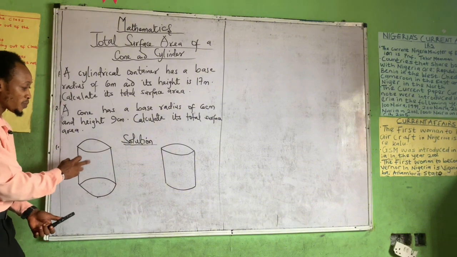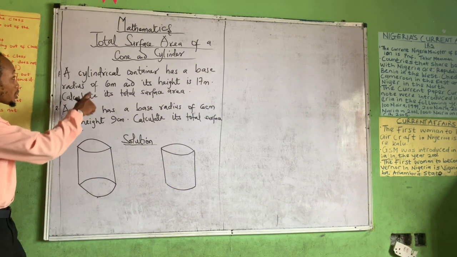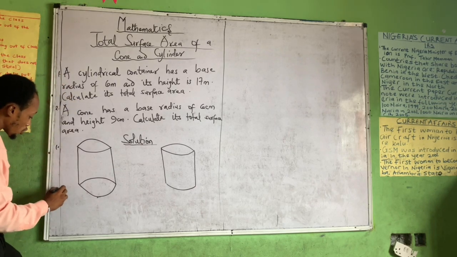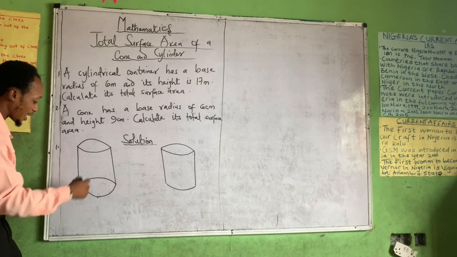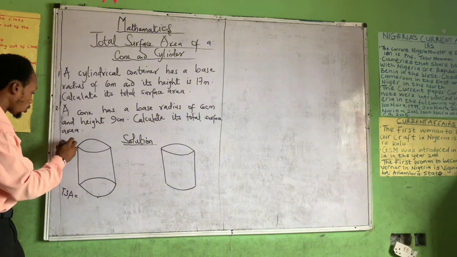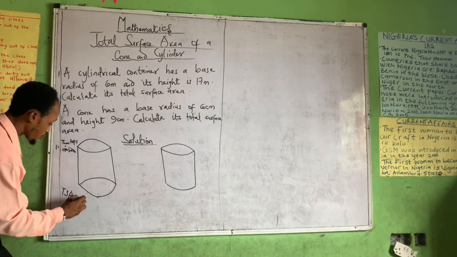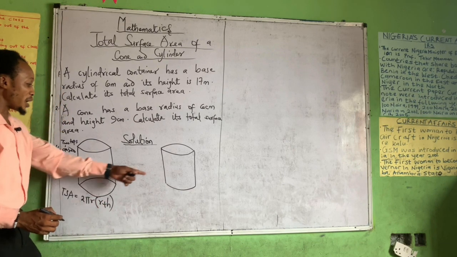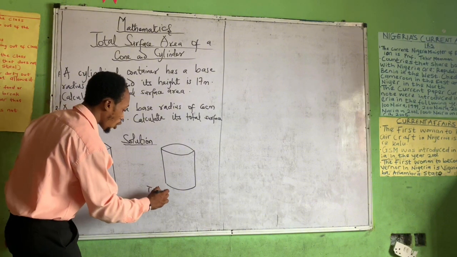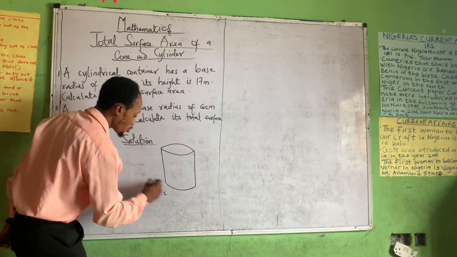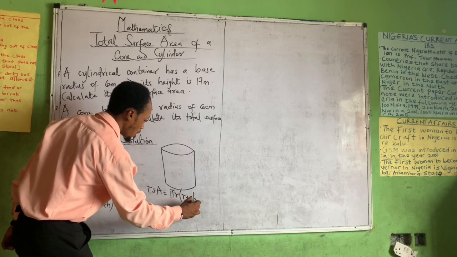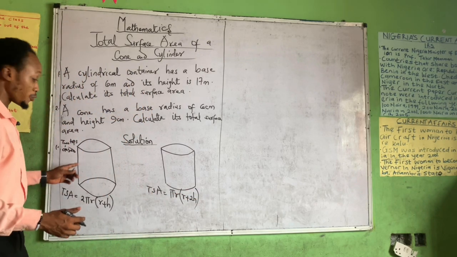So each has its own formula to calculate the total surface area. The TSA of a cylinder that has two tops closed is 2 pi r open bracket r plus h. Now a cylinder that has one top open will be pi r open bracket r plus 2h. That's the formula for the total surface area.